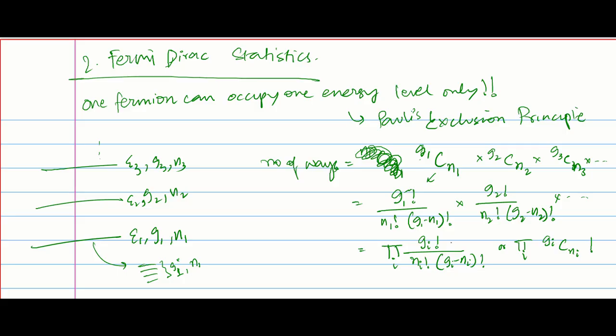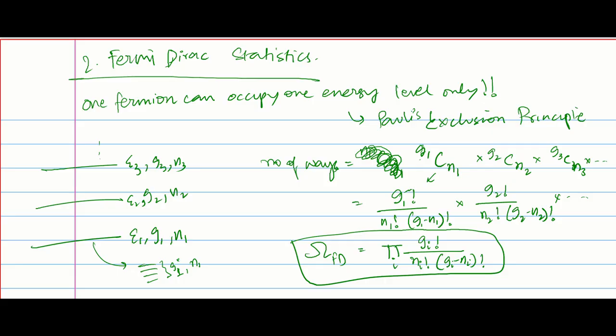So basically this is the formula for FD.